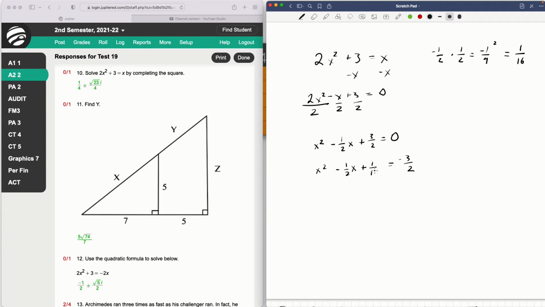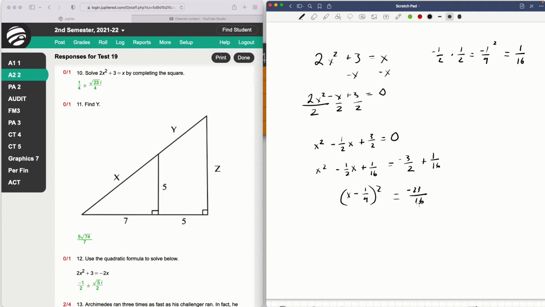All right. So now I can factor this by using the negative 1/4. So x minus 1/4 squared equals. And this is going to be, I need to multiply this by 8, so it's negative 24 plus 1, so it's negative 23 over 16. All right, so that's where we are now.